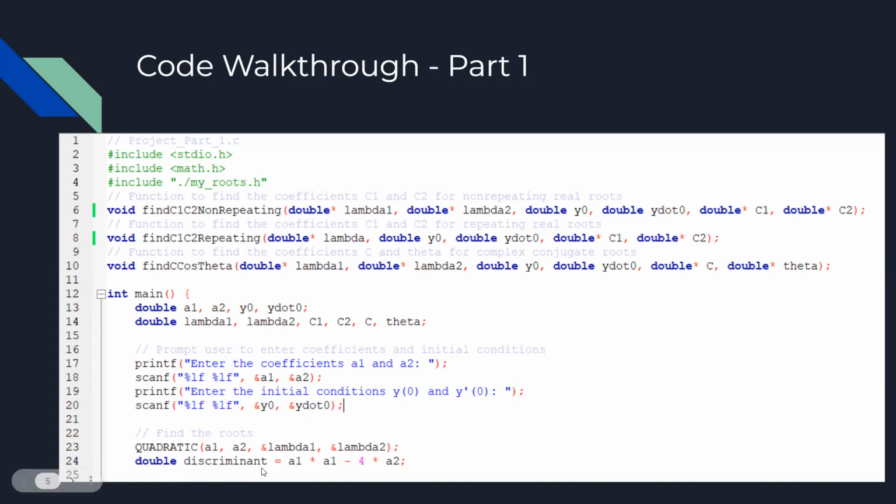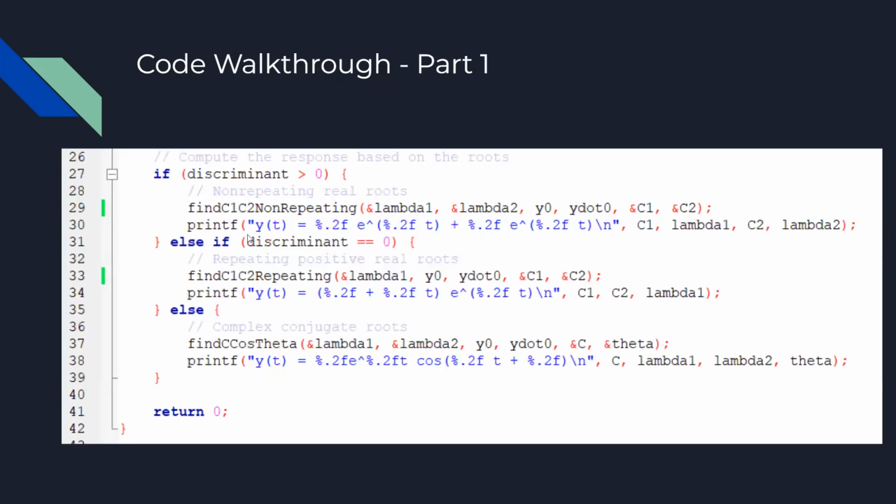And then I also have a discriminant variable here, which would find the discriminant for this case. In this conditional case, I would call on each user-defined function based on the type of roots to determine the characteristic equation. These user-defined functions would find the values of C1 and C2, hence the use of the ampersand, and then it would print each characteristic equation, including the roots and the coefficients.